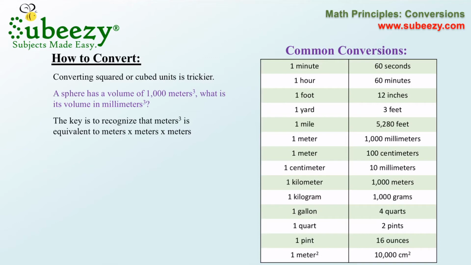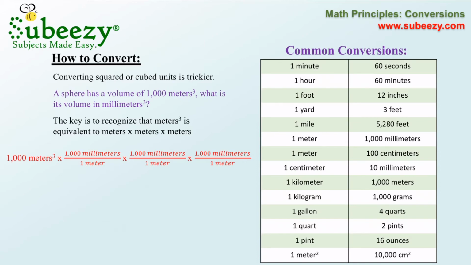If we want to go from meters to millimeters, we multiply by the ratio of how many millimeters per meter. But when you have the unit meters cubed, where there are 3 meters multiplied together, we do this 3 times. We multiply by the ratio of millimeters to meters 3 times. So to convert 1,000 meters cubed to millimeters cubed, we need to multiply by the ratio 1,000 millimeters per 1 meter 3 times. There are 1,000 millimeters in 1 meter.